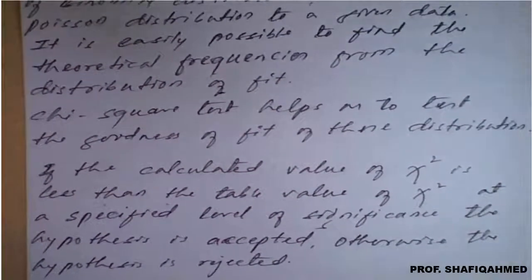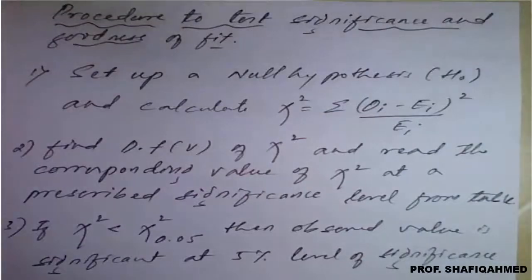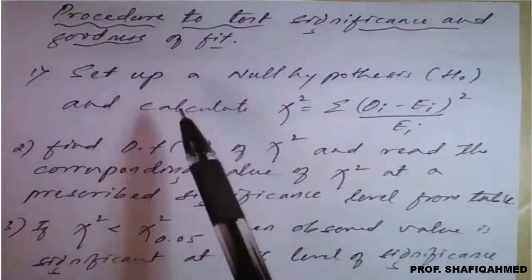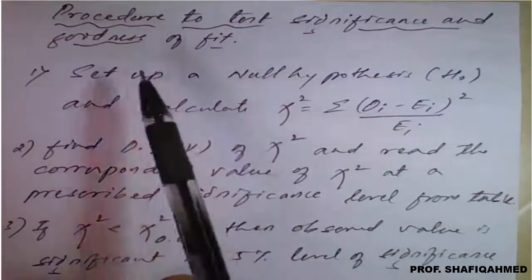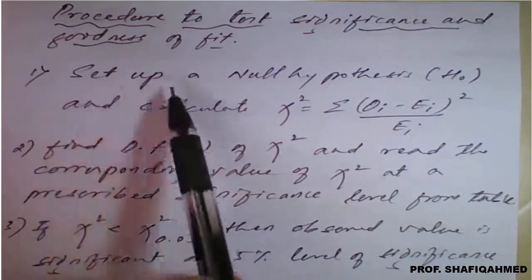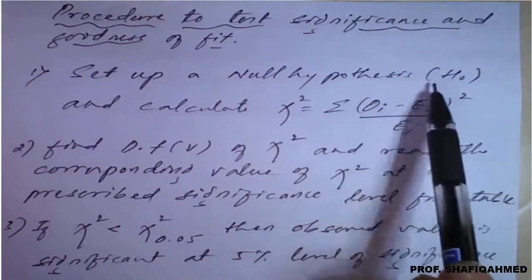Now we'll see the procedure to test the significance and goodness of fit. Means how this chi-square is going to be calculated, we'll see by one of the simple procedures here. So first step is set up a null hypothesis H0.